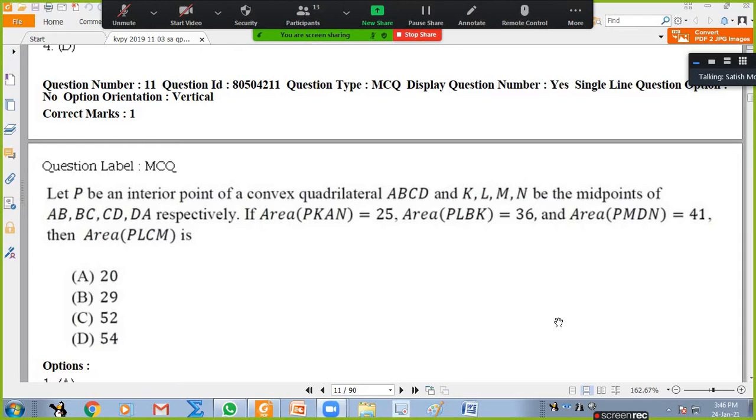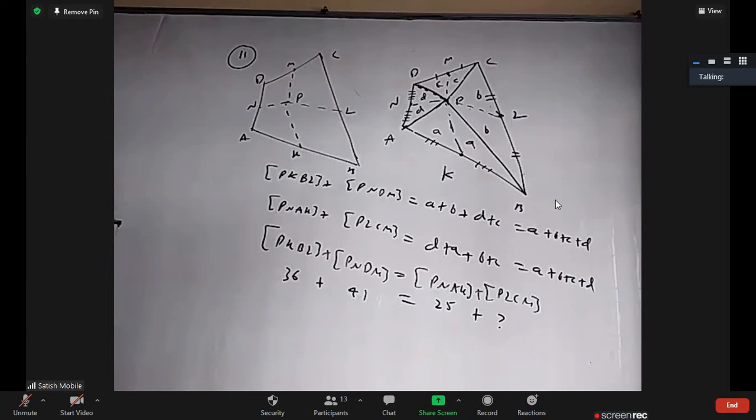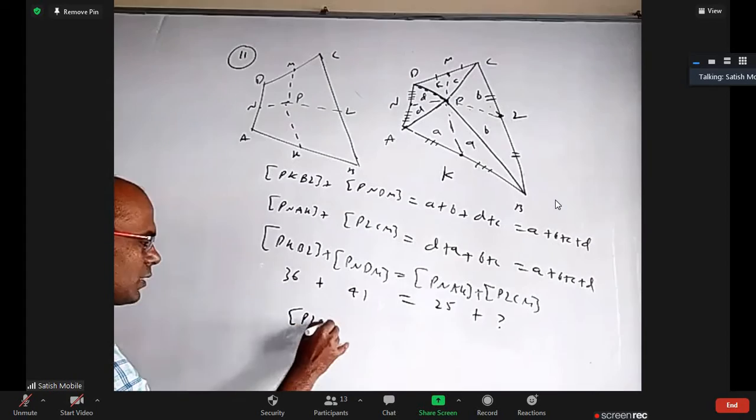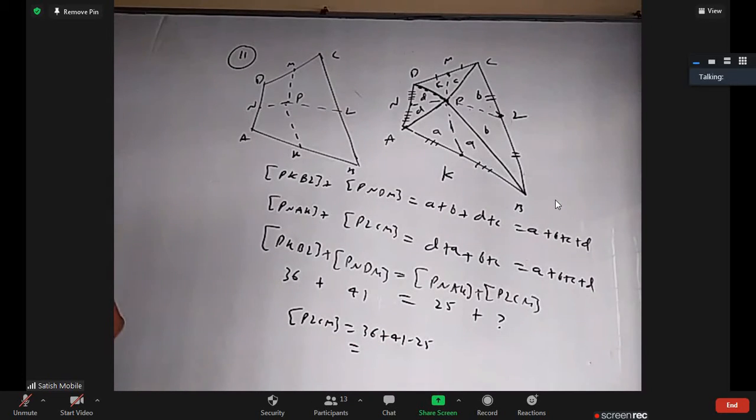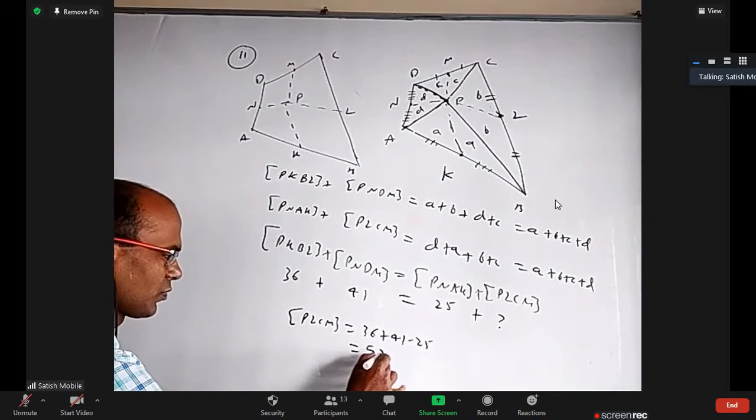But now, what is the data given in this? PKAN is 25. That is this. PLBK, that is this one only, that is 36. PMDN, this is 41. And this PLCM they want. Out of these four, they gave 3, they're asking for the fourth one. If I bring this side, PLCM is 36 plus 41 minus 25. This is 11, this is 52.